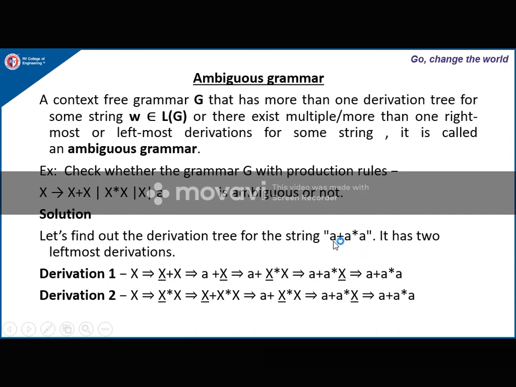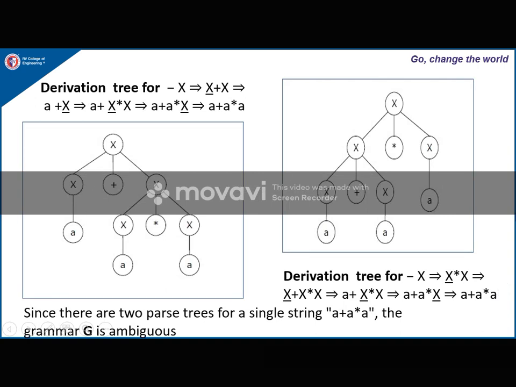Suppose I consider the same string, that is a plus a star a, and now we can show the first derivation this way, and the second derivation again, both are LMDs, leftmost derivations. I can start with x plus x or x star x, I get the same string. So the structure of the derivation tree, if you observe, they are different. So this is your derivation tree. So since the string a plus a star a has two different derivation trees, the grammar is said to be ambiguous.